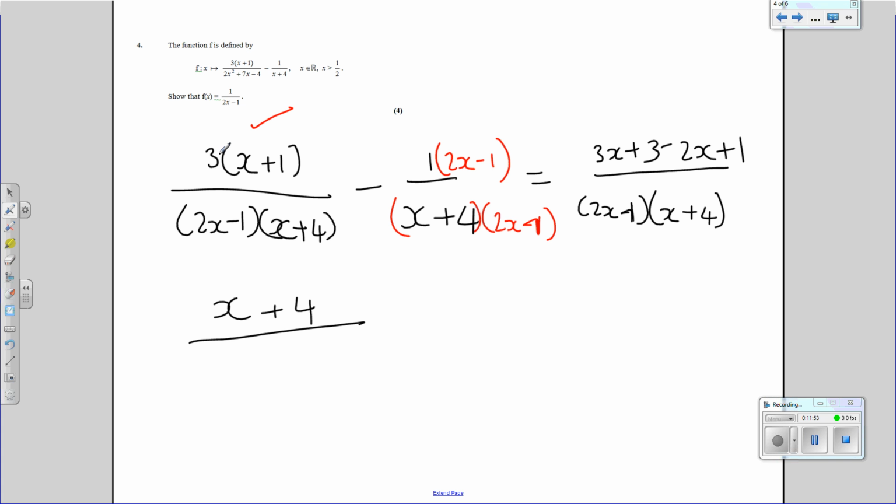I forgot it was a show that question. You can see we're going to get the right answer: 2x minus 1 and x plus 4. And then cancel out any common factors. There's an x plus 4 and an x plus 4.